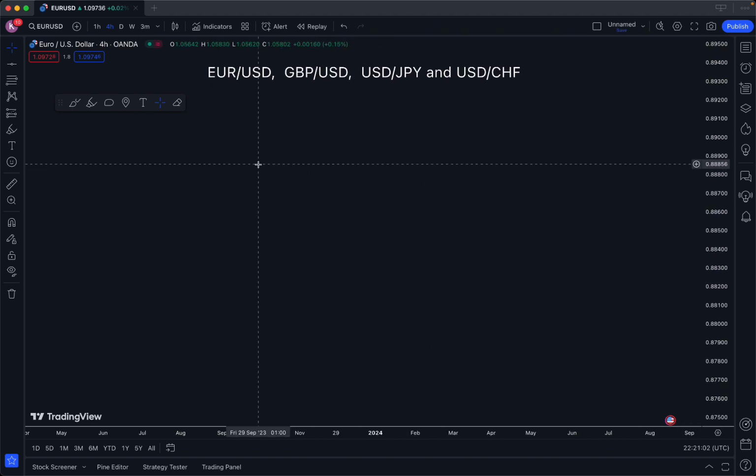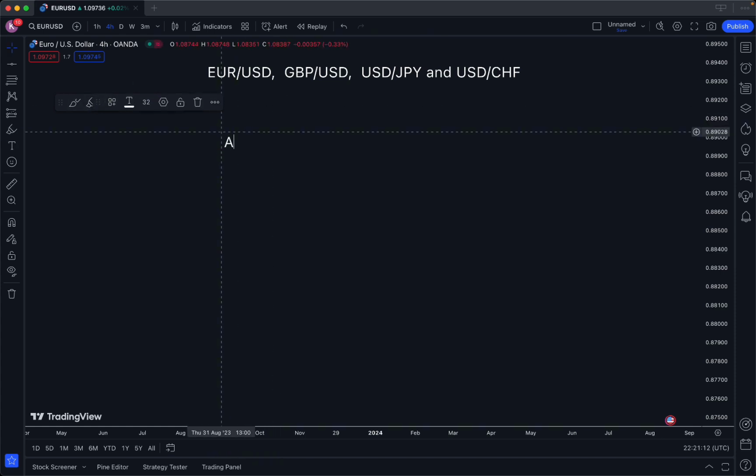They are the Aussie dollar against the USD, the United States dollar against the Canadian dollar, and the New Zealand dollar against the United States dollar. So we have the Aussie dollar against the USD, New Zealand dollar against the USD, and we have USD against the Canadian dollar.